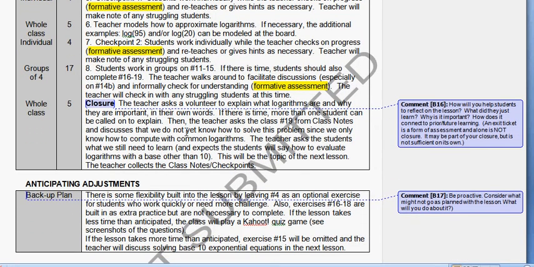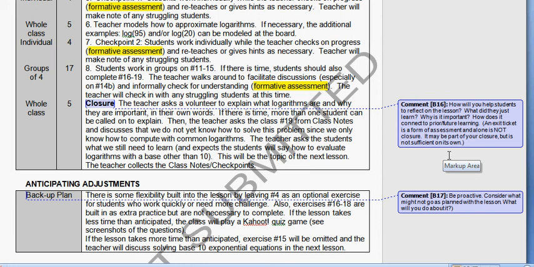And then, of course, you end with your closure. So this is how you have students stop and reflect on the lesson. What did they just learn? Why is it important? How does it connect to prior or future learning? And as I explicitly write in the comment here, an exit ticket, which is a fan favorite. Everyone loves exit tickets, but they are a form of assessment, and alone they are not closure. It could be part of your closure. Maybe it's something you're having them turn in as they leave the room, but that's not sufficient on its own.